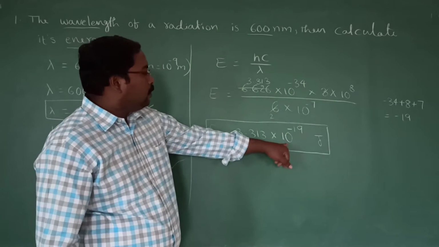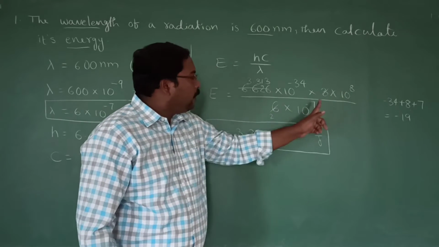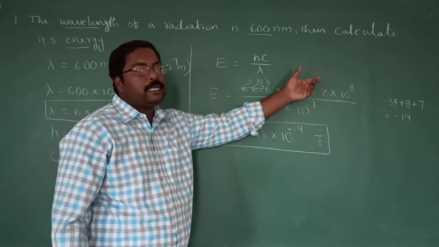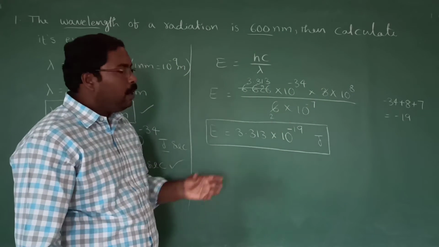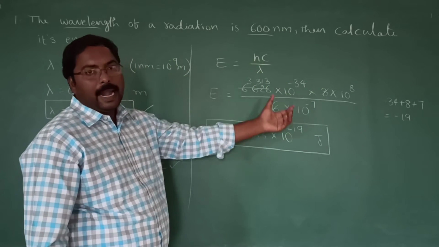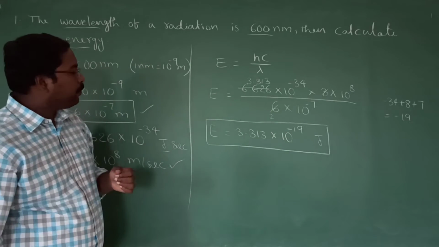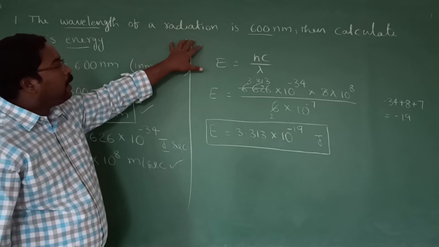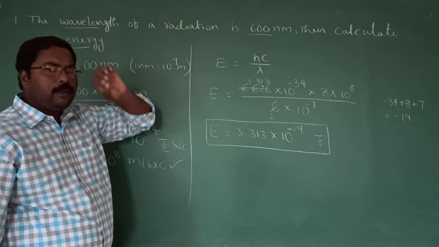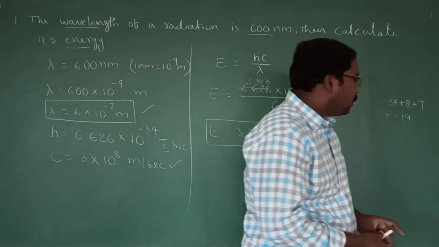10^-34 into 10^8. When 10^-7 comes to the numerator, it becomes 10^+7. Bases are the same, so powers I added. So finally we got the answer as this much. This is the way of calculating the energy using the wavelength. Note down, then we will discuss the next question.